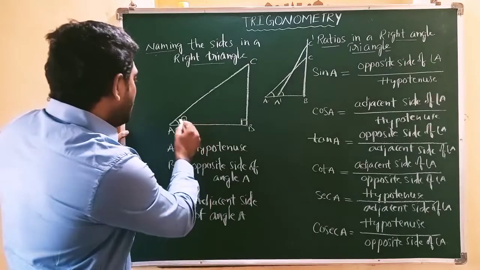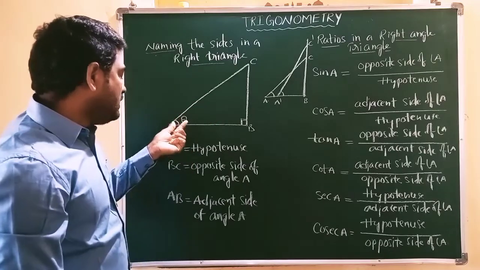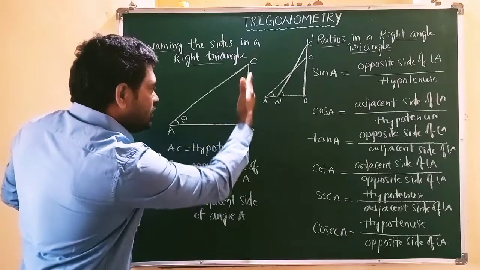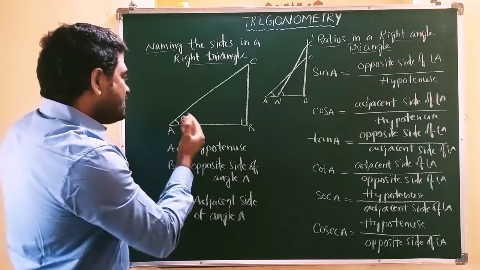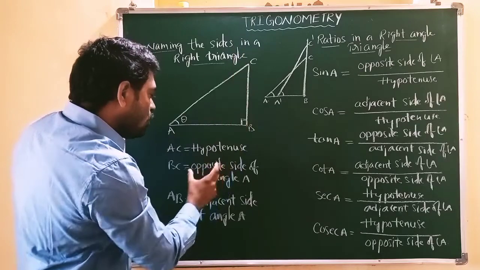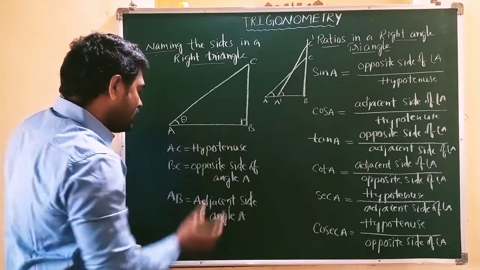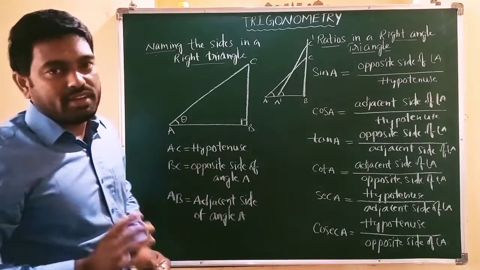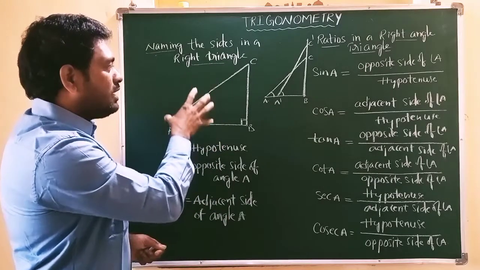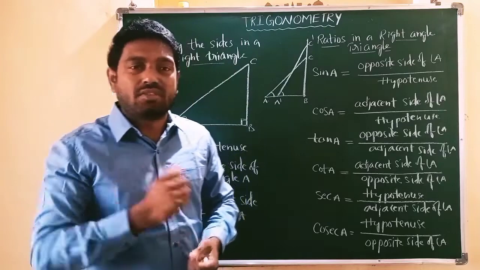Let me take one acute angle, that is CAB. Let the angle be A. Now observe the side BC with respect to A. We can say that side BC is opposite to A, right? That's why we call BC the opposite side of angle A. And what about the other side? The other side can be taken as the adjacent side of angle A, right? Clear? So these are the new names of the sides of a right angled triangle.